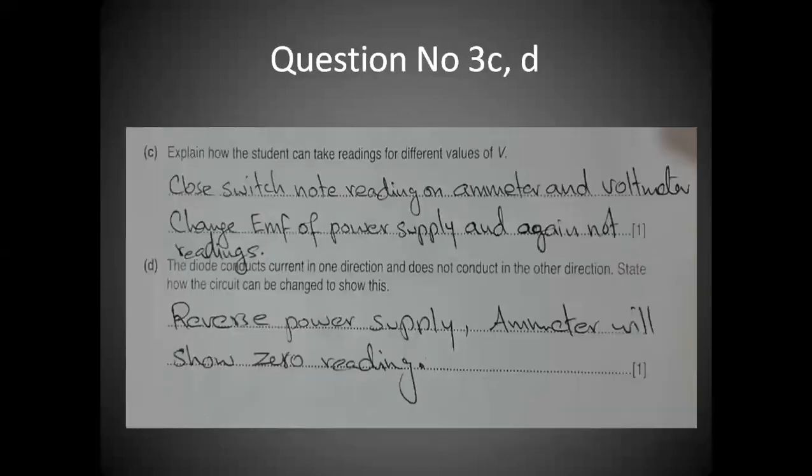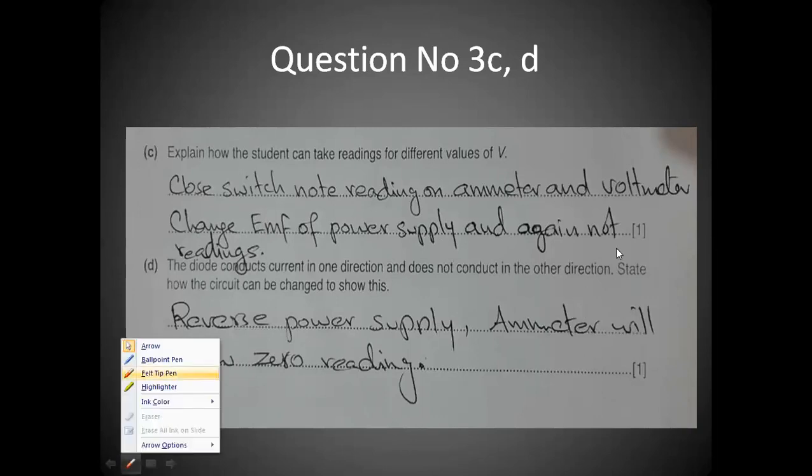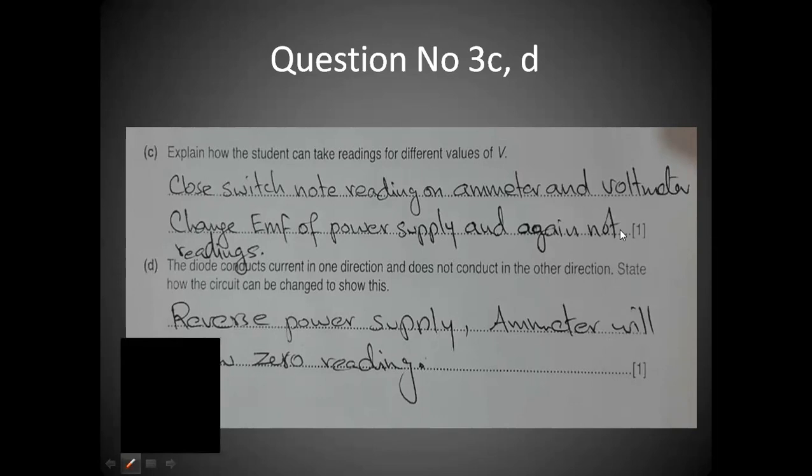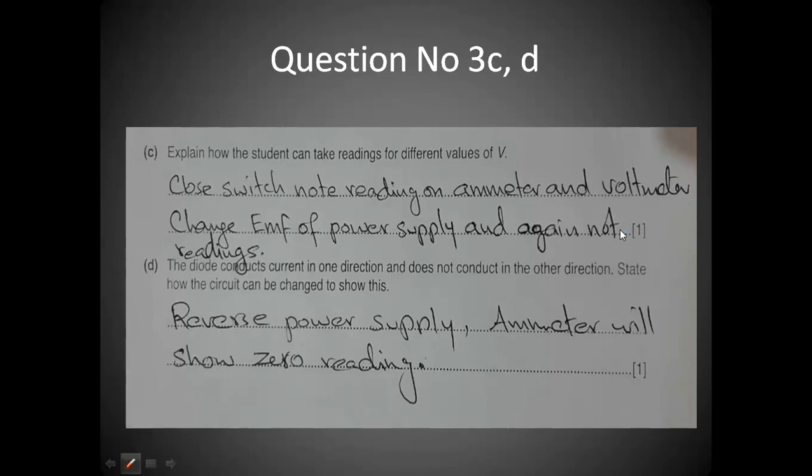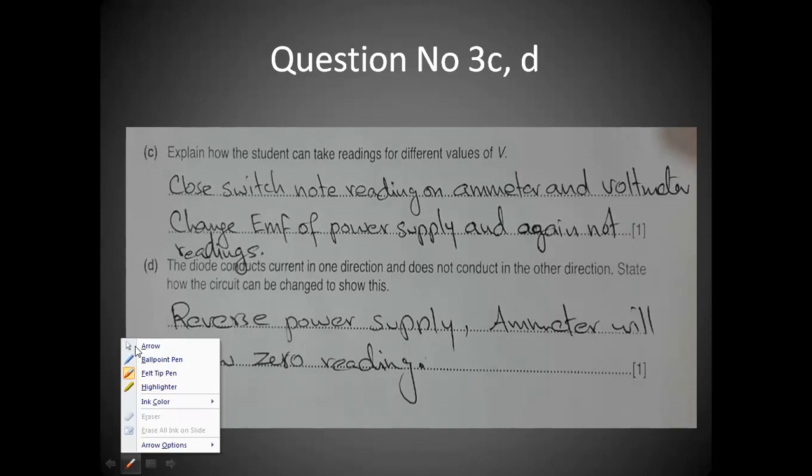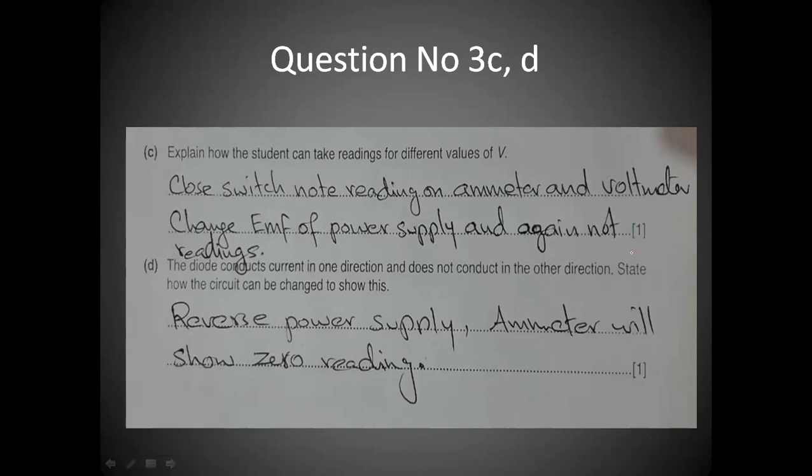Okay, close the switch, note reading on the ammeter and the voltmeter, change EMF of the power supply, and again note. I have written here note. Basically, this word is note. Here is an E. Change. It's taking time. Okay, so it's changed. So here this word is note.